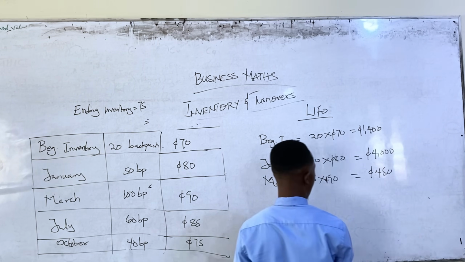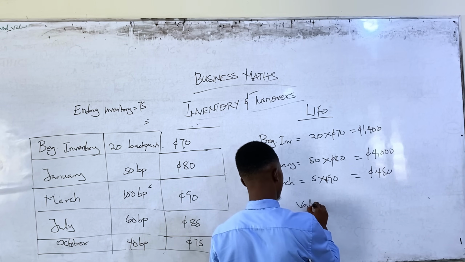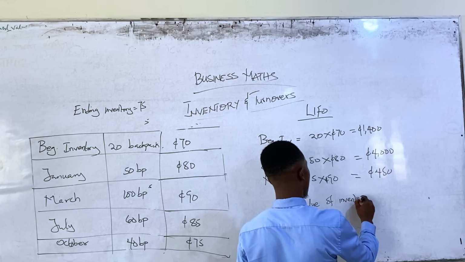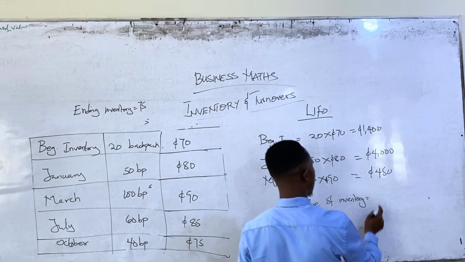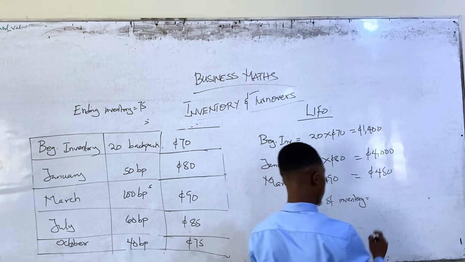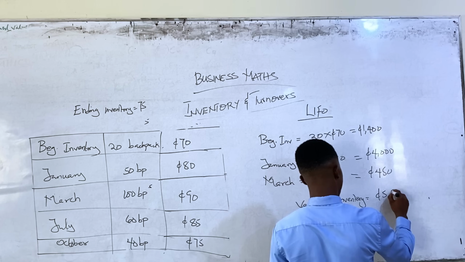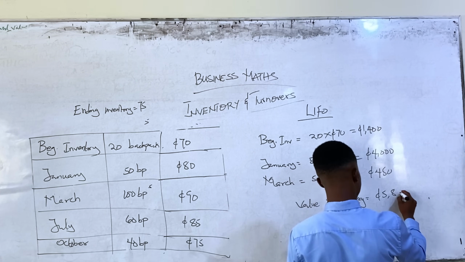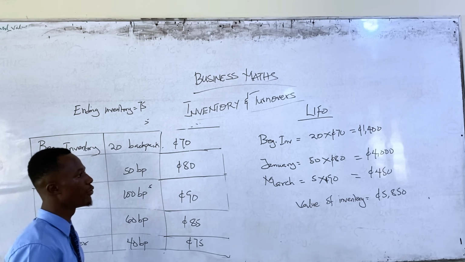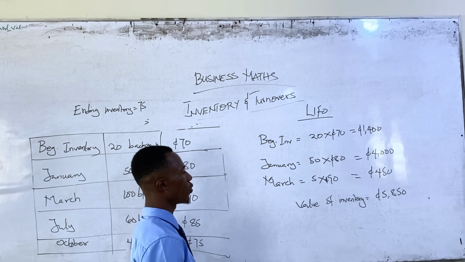Okay. So now if you want to get your value of inventory, it is the summation of these. And what do you have for that? That is 5,850. Is that okay? So that is it for the LIFO method.